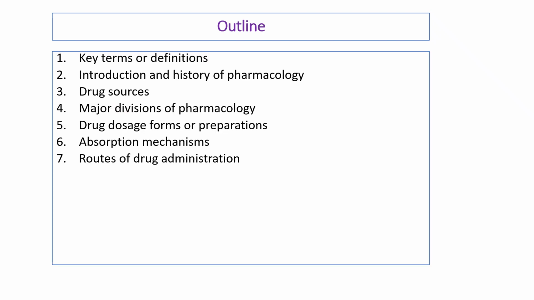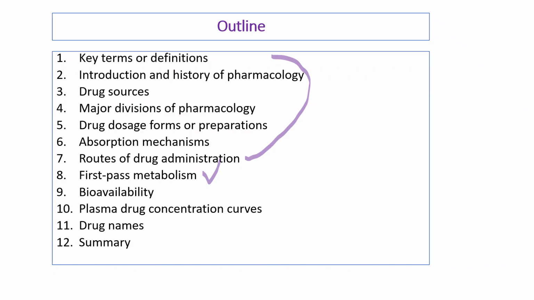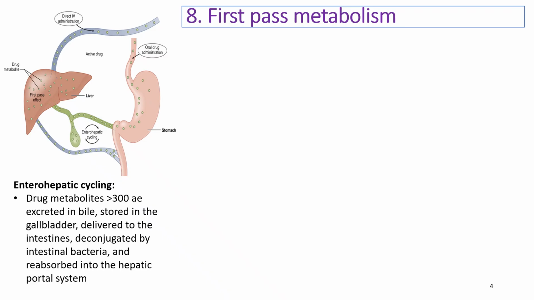So absorption and route of administration, we cover in the videos from part 1 to 3. Here we cover first pass metabolism, bioavailability, plasma drug concentration curves, and a drug names summary. So we are going to cover these parts in this video. Right, so first, the first pass metabolism.